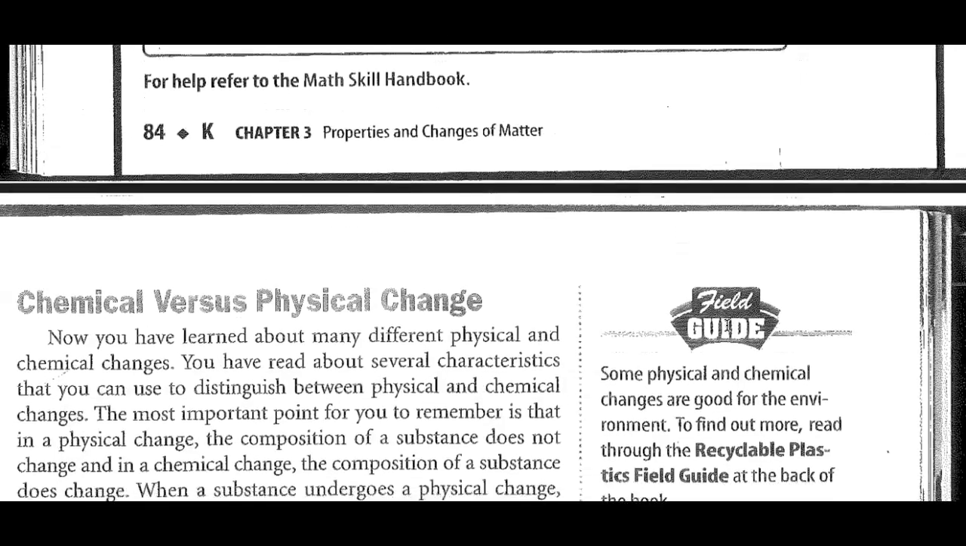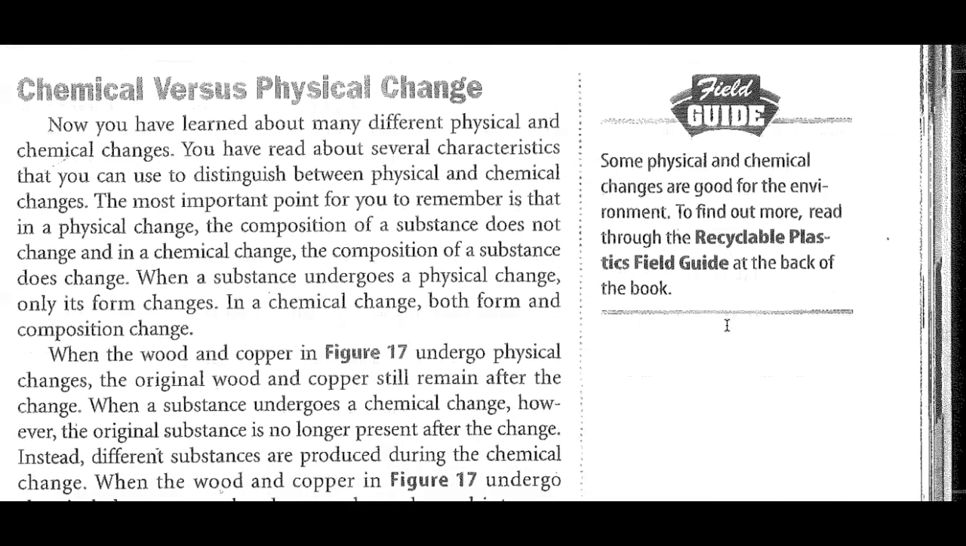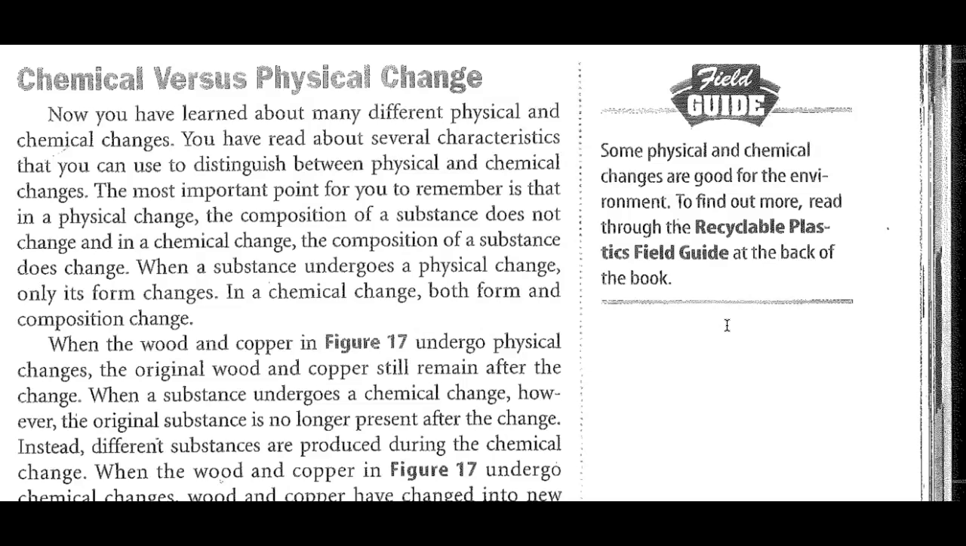Chemical versus physical change. Now that you've learned about many of the different physical and chemical changes, you have read about several characteristics that you can use to distinguish between physical and chemical changes. The most important point for you to remember is that in a physical change, the composition of a substance does not change, and in a chemical change, the composition of a substance does change. When a substance undergoes a physical change, only its form changes. In a chemical change, both form and composition change.